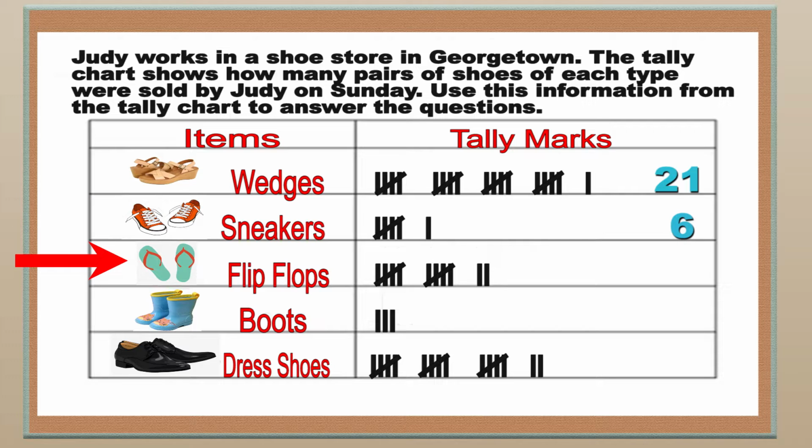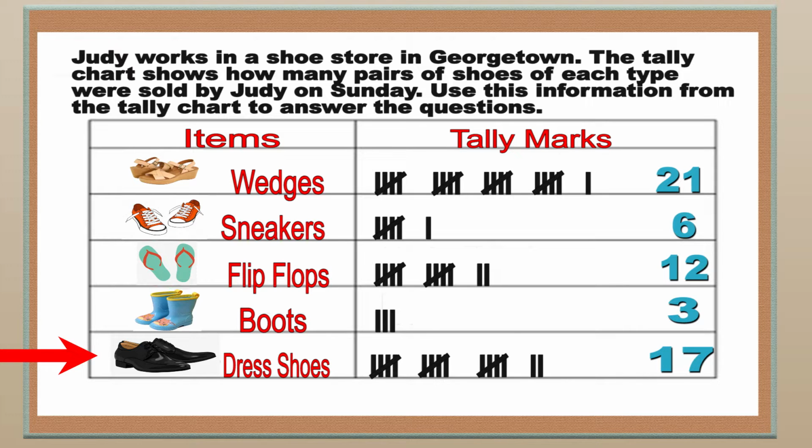The total number of flip-flops that were sold is 5, 10, and 2, which is going to give us 12. While the total number of boots is 3, and the total number of dress shoes is 5, 10, 15, and 2 would give us 17. Now that we have that figured out, it's time for us to answer the questions.